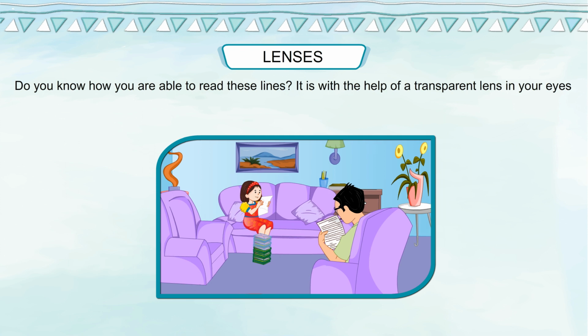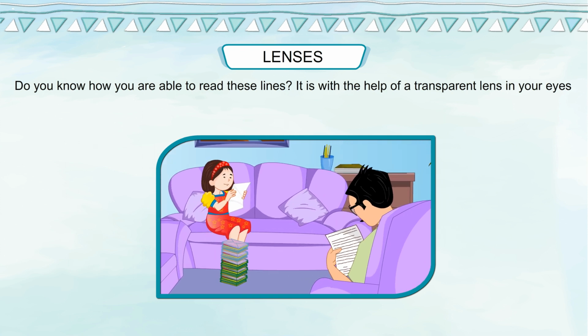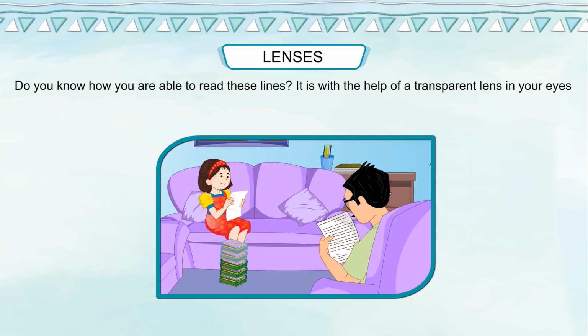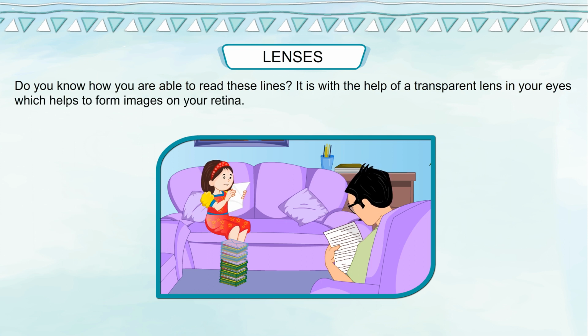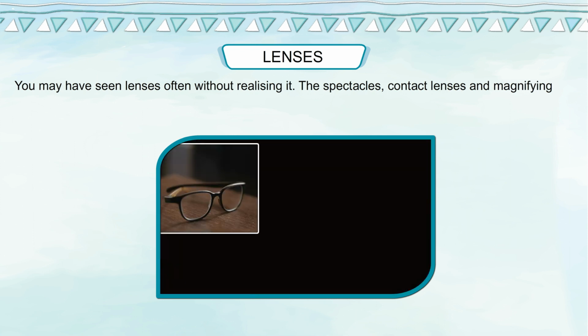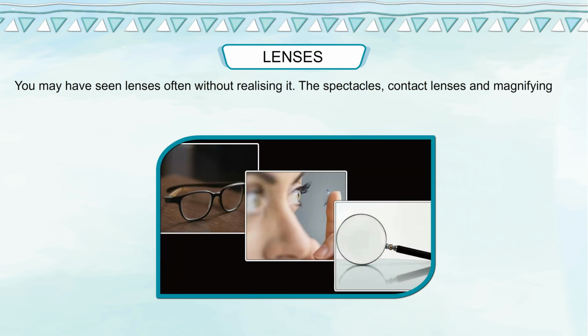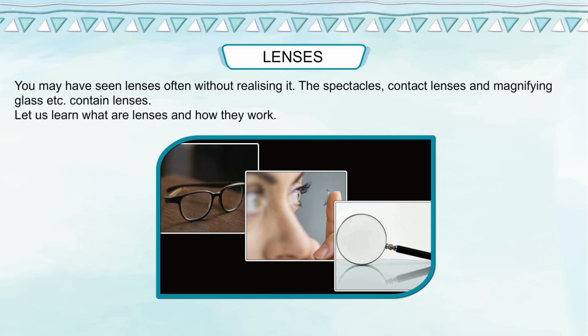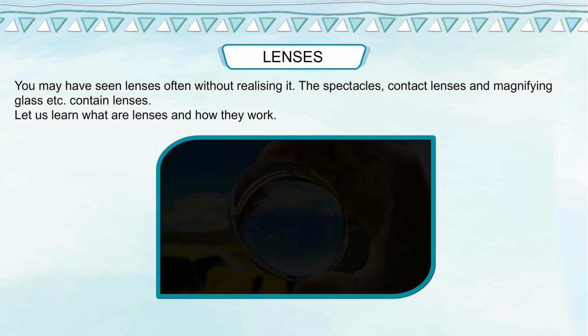Lenses. Do you know how you are able to read these lines? It is with the help of a transparent lens in your eyes which helps to form images on your retina. You may have seen lenses often without realizing it. The spectacles, contact lenses and magnifying glass, etc. contain lenses. Let us learn what are lenses and how they work.